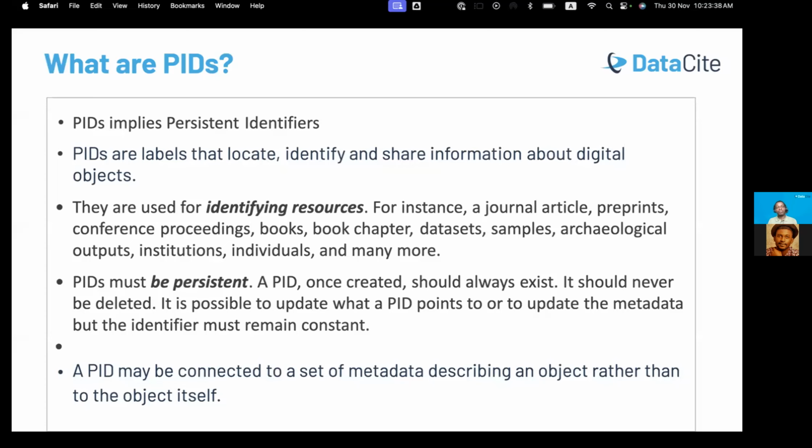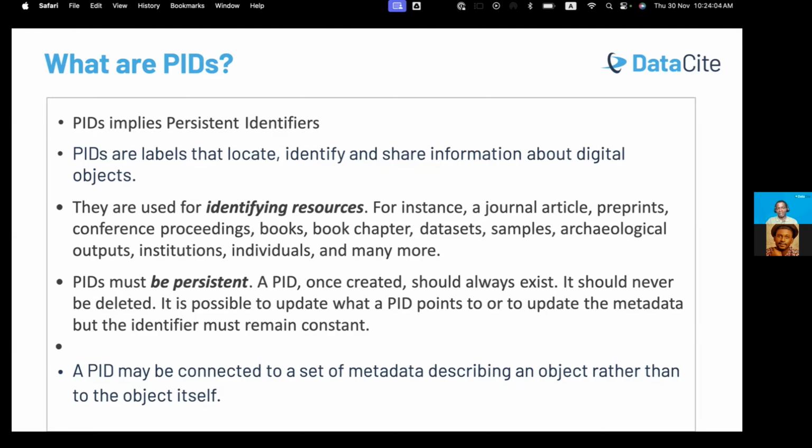It could also be preprint. It could be conference proceedings, books, book chapter. It could be data sets. It could be samples. We have archaeological findings. It could even be institutions. It could be organizations. It could be individuals, and many more.